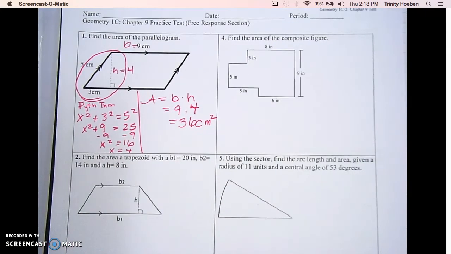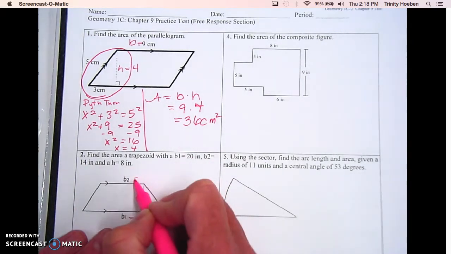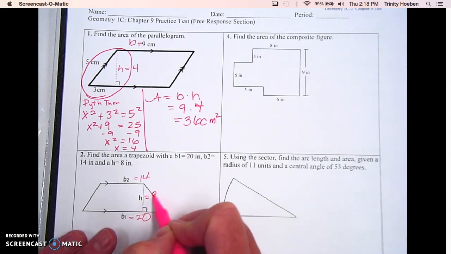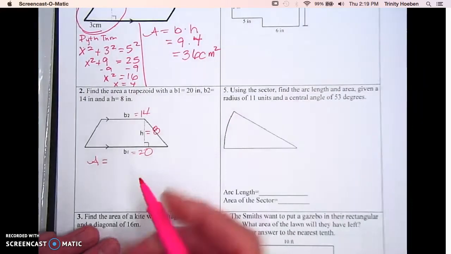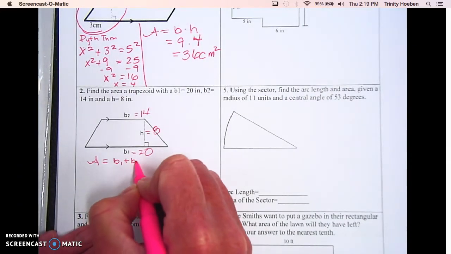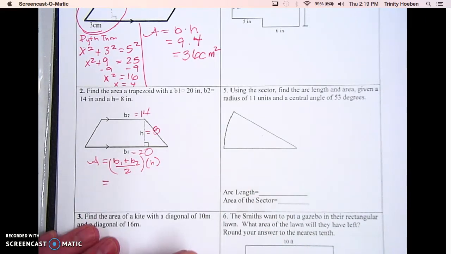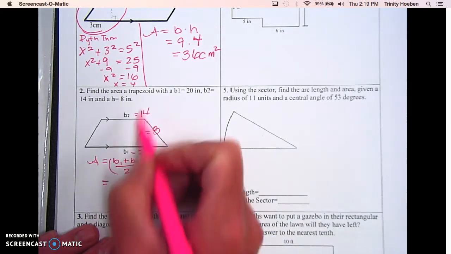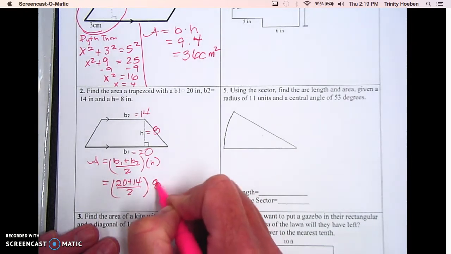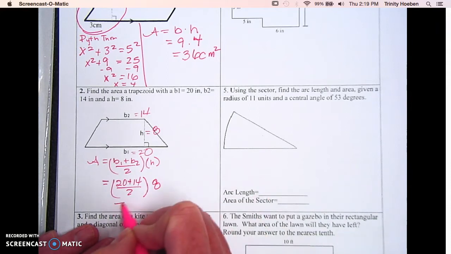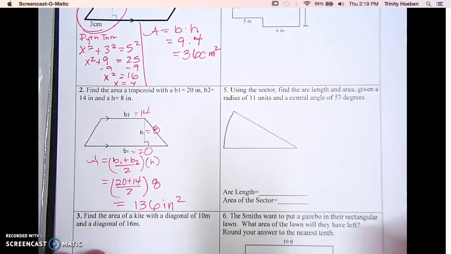Number 2 says find the area of a trapezoid with base 1 of 20 inches, base 2 of 14 inches, and a height of 8 inches. So the area formula for a trapezoid is base 1 plus base 2 divided by 2 times the height. So I'm just going to substitute in my values of 20 and 14 and my height of 8. Punch it in my calculator. I got 136, and this one was in inches, so I say inches squared.